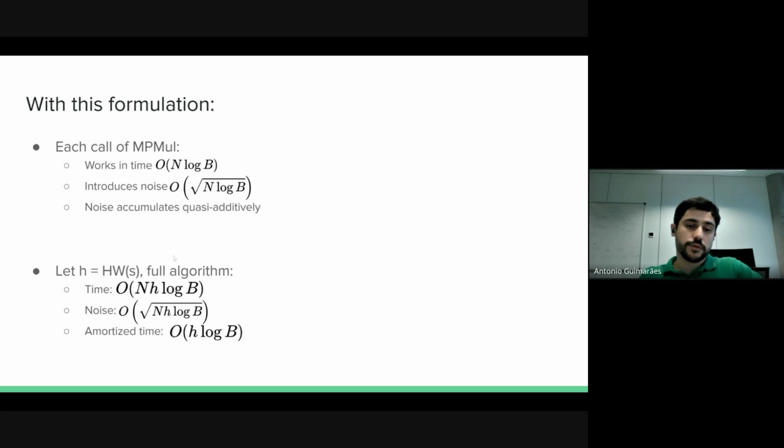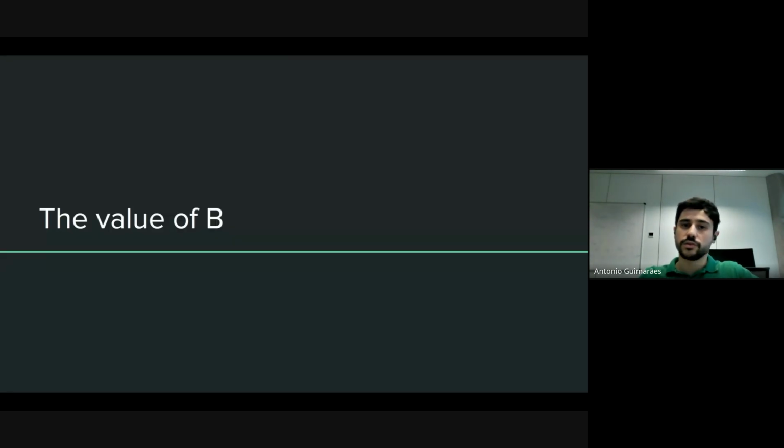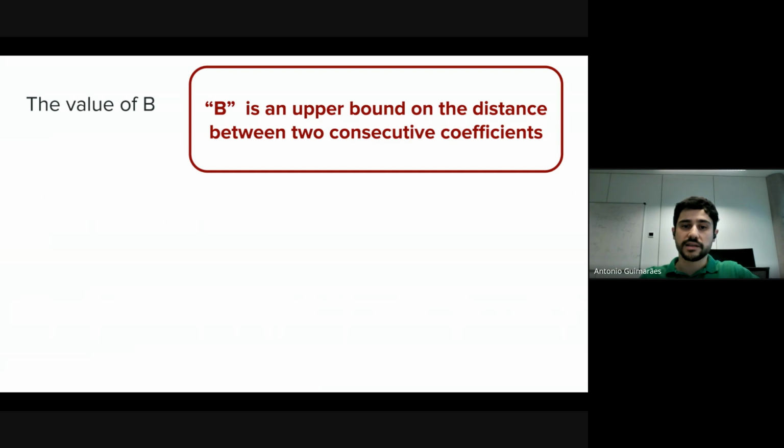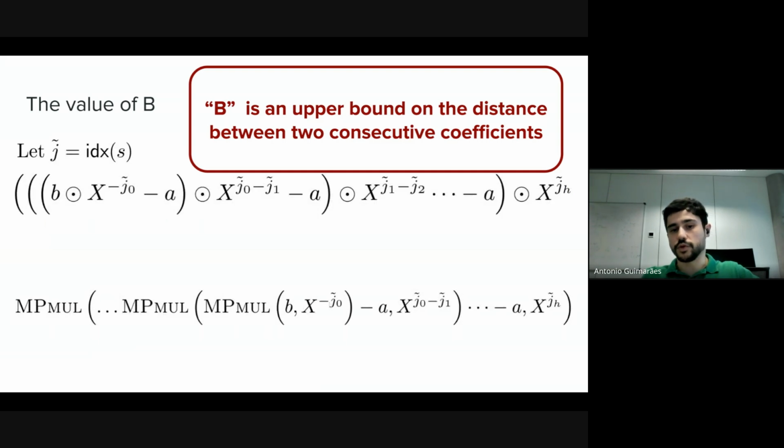And for the full algorithm, you would have an amortized time that is h log b, for this log b that is a bound to the value of the monomials. So let's take a closer look at what is the actual value of p. Like I said, it's a bound for the value of the monomials.